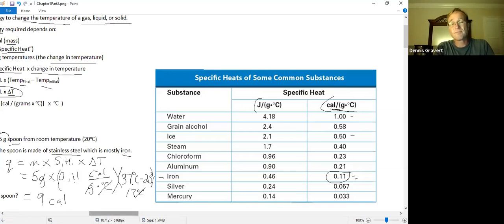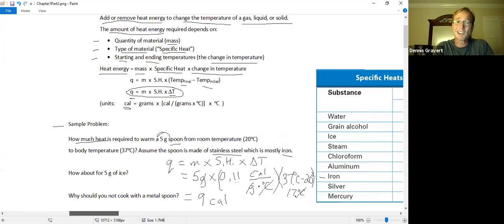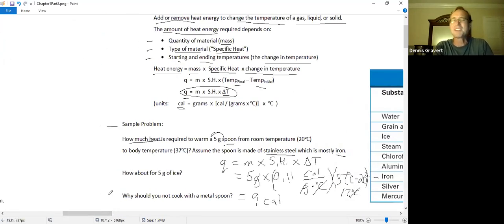And so I'm telling you this because that'll help answer this last question. I was trying to find some relevance, so I'm reaching. But the question is, why should you not cook with a metal spoon? Well, this metal spoon only took 9 calories of heat energy and it raised it from 20 degrees up to 37. 9 calories is not very much heat energy, and it quickly raised the temperature. So you shouldn't cook with a metal spoon because the metal spoon will quickly heat up and it could burn you. It's also a conductor, so it conducts heat energy really well.